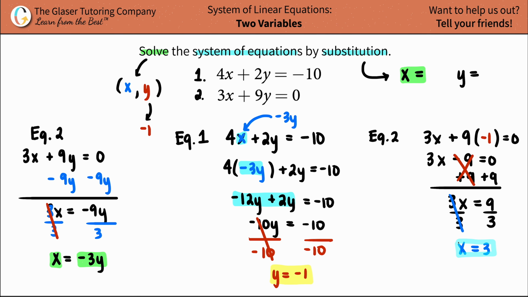So the ordered pair that solves these two crossing paths is 3, negative 1. So we have our solution here of 3, comma, negative 1. And that is the answer. And that's it. You did it. How does it feel? Feels good, right?